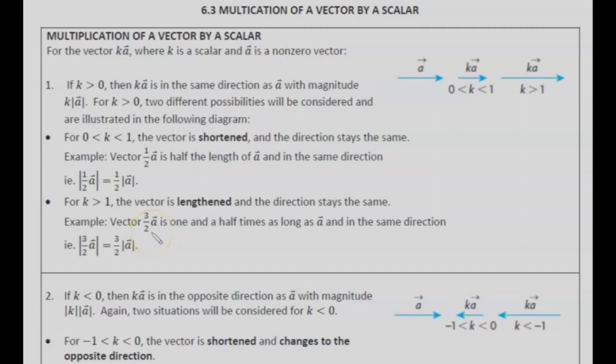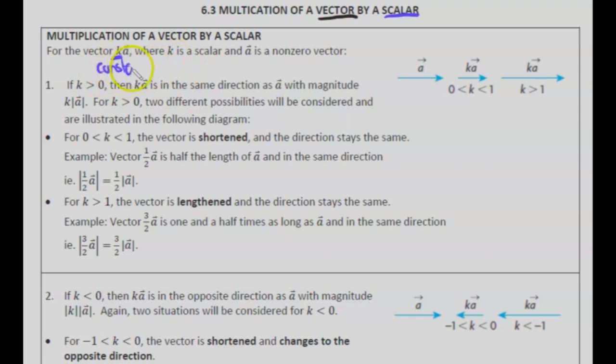6.3, multiplication of a vector by a scalar. Okay, so just as a quick review, a vector has a magnitude and direction. A scalar is just like a number. It just has a magnitude. Okay, so multiplication of a vector by a scalar. For the vector Ka, this K is a scalar and is a constant, basically.